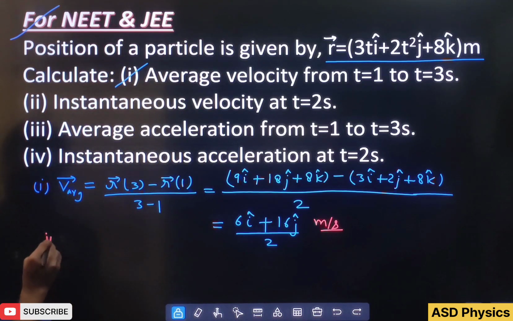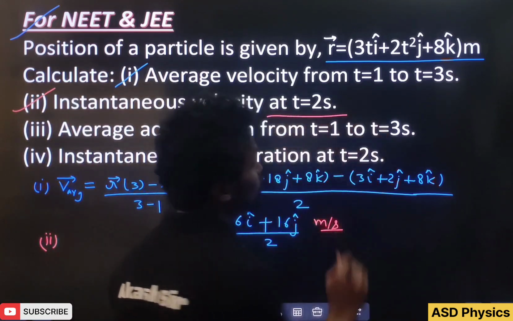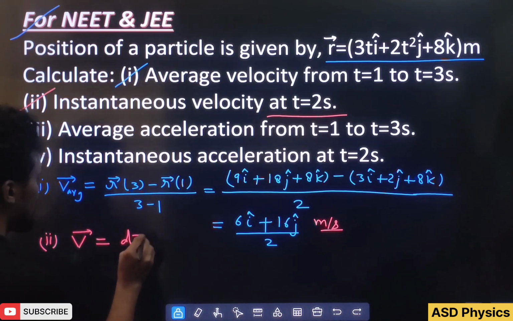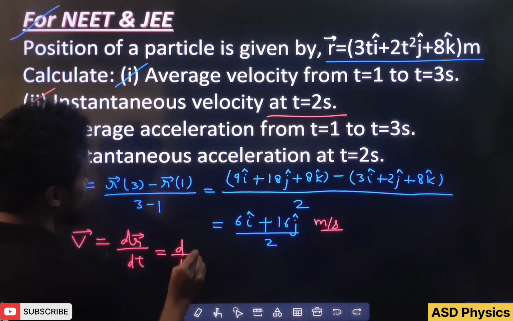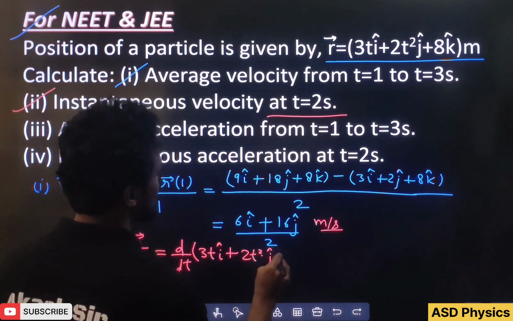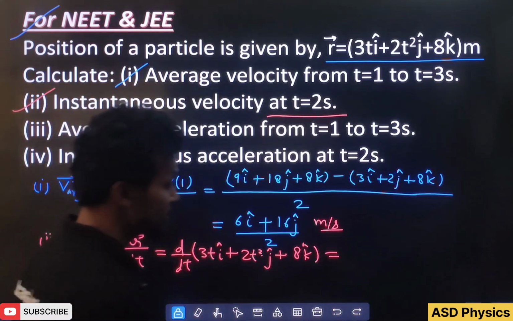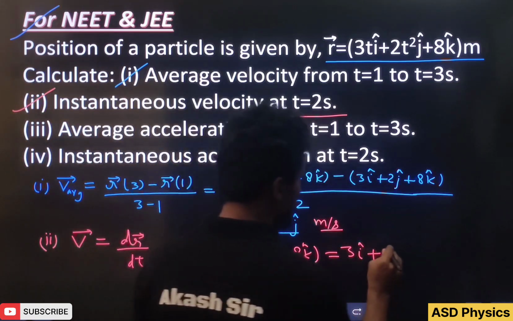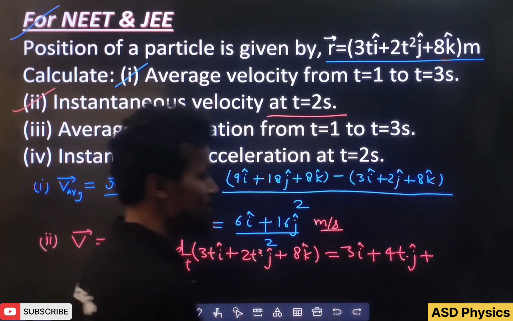Okay, now students, see the second one. What is the second one? Here they are asking instantaneous velocity at t equal to which time? At t equal to 2 seconds. So for instantaneous velocity we'll use v equal to dr by dt. So what we can write here: d by dt of 3t i cap plus 2t square j cap plus 8 k cap. Now one by one: d by dt of 3t, how much? 3, that means 3 i cap plus d by dt of 2t square, how much here, students? This will become 4t j cap, plus d by dt of 8, which is constant, that means 0 k cap.